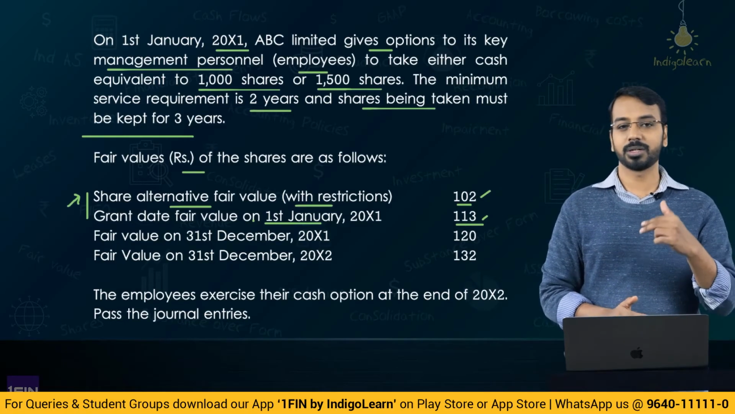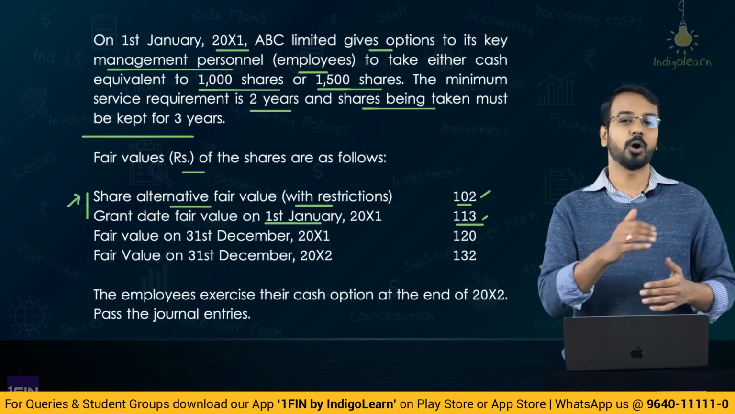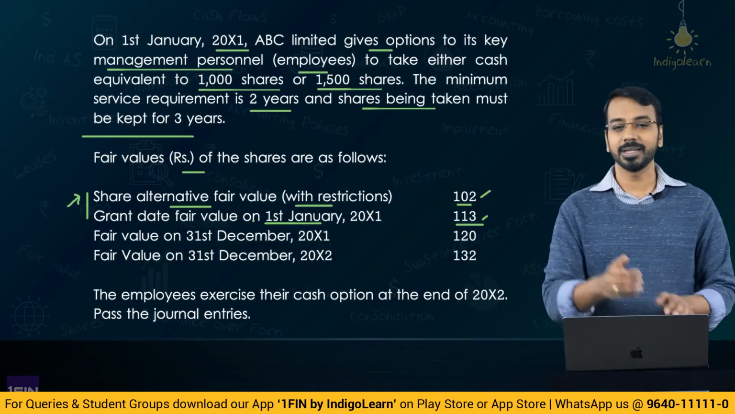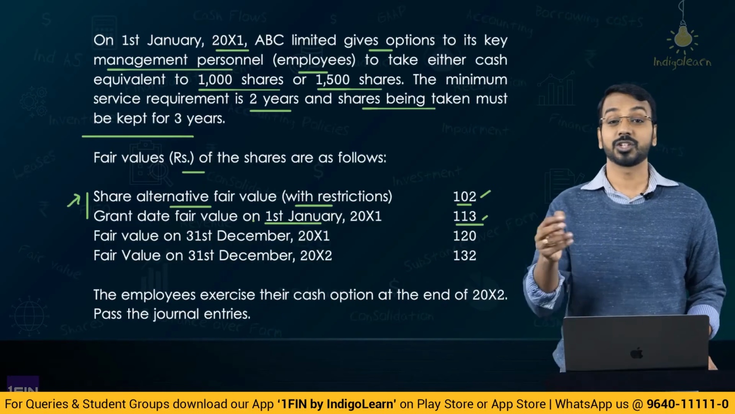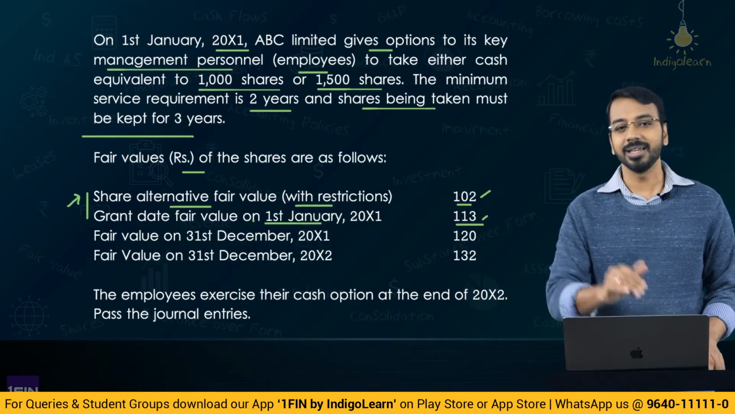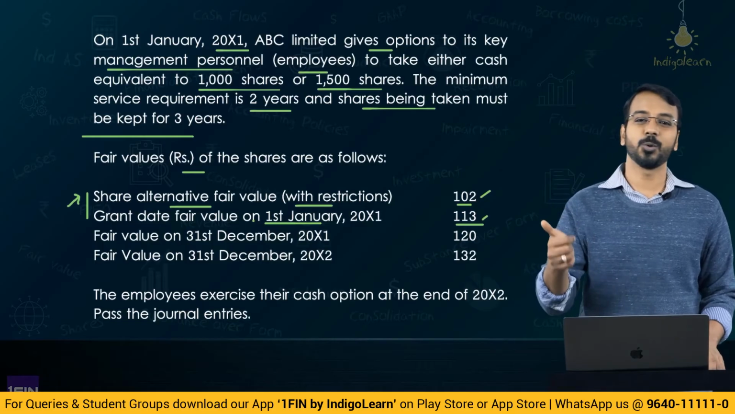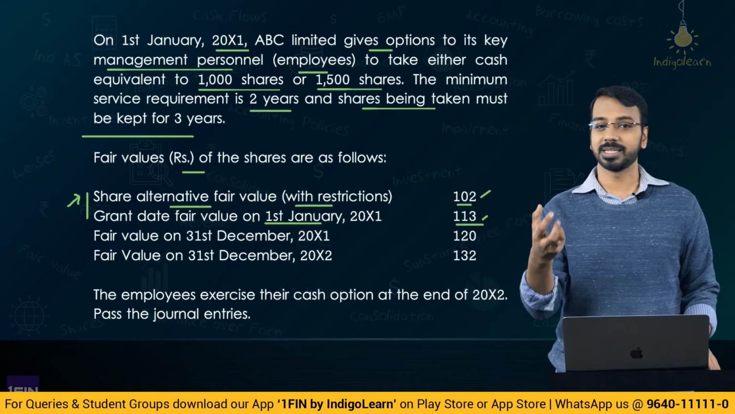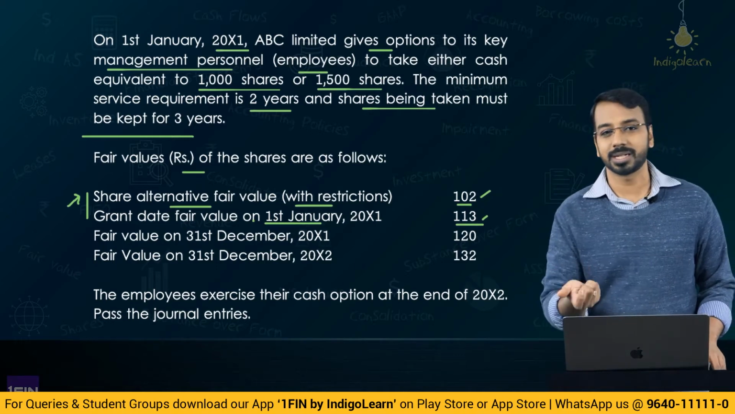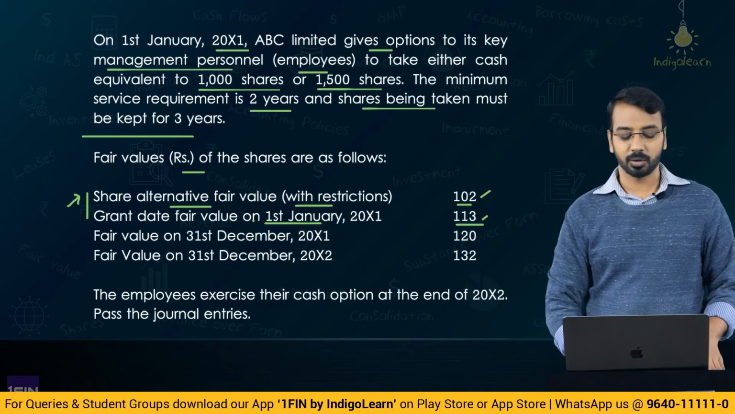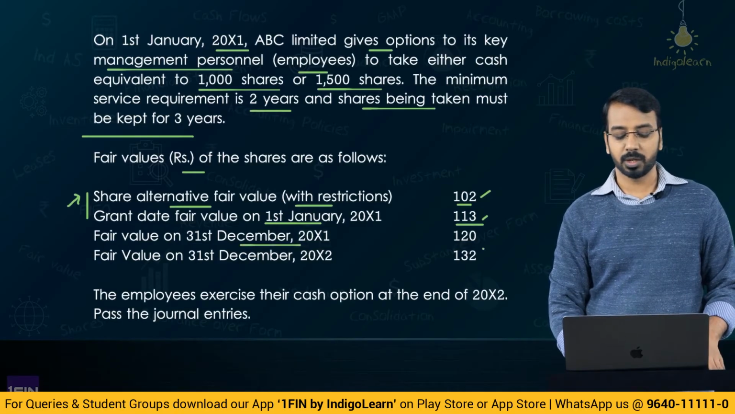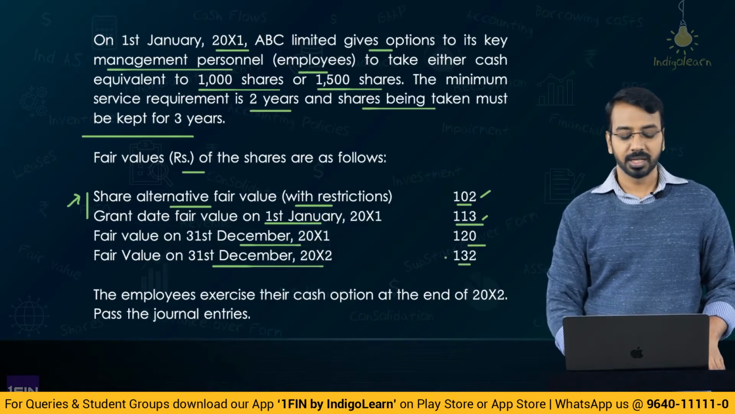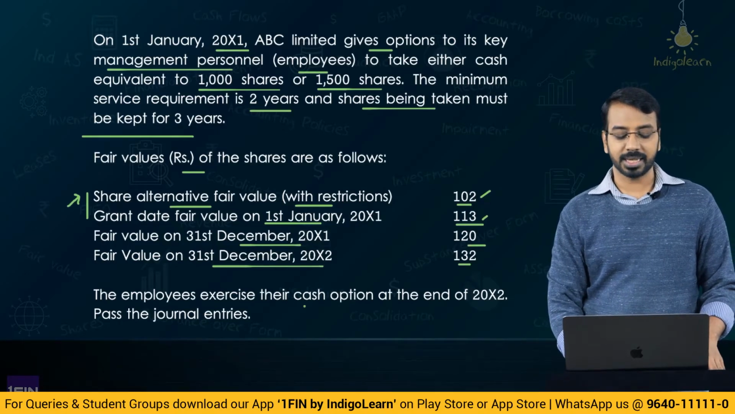We will put the relevant numbers and see how the computation goes. One thing I wanted you to understand here is that whenever there are restrictions, for example a share with differential voting, generally the price would be lesser as compared to a normal share. So even here, because there are restrictions, the fair value of the equity shares is lesser. If there are no restrictions, then the fair value is 113. Then fair value on 31st December of year 1 is 120 and on 31st December of year 2 is 132. Now the employees exercise their cash option at the end of year 2. Pass the journal entries.